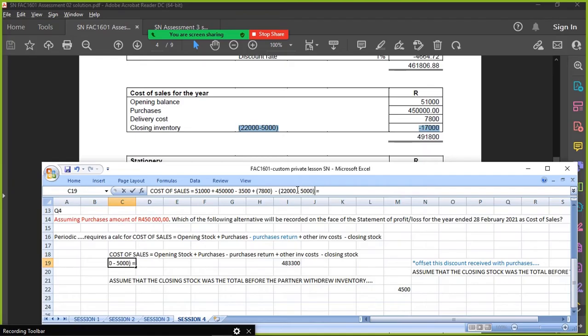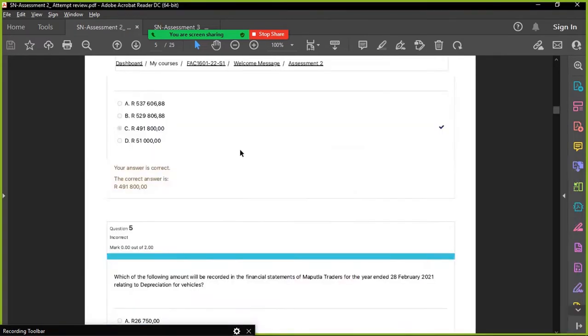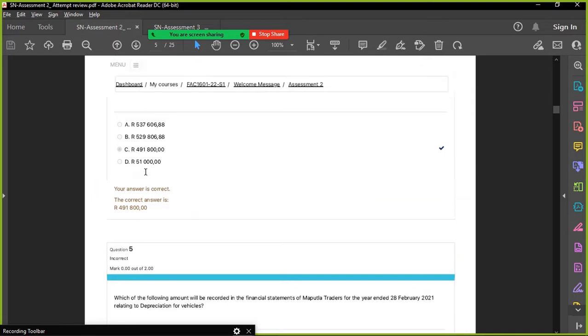So if you had to correct this in terms of what we just said, then you'd have to subtract 5,000 here from the closing stock because you're assuming they are drawing goods. So then this figure is going to decrease by 5,000, close brackets. So you should get an answer of 488,300. And if we go back to the other page, it's not even an option, yeah.